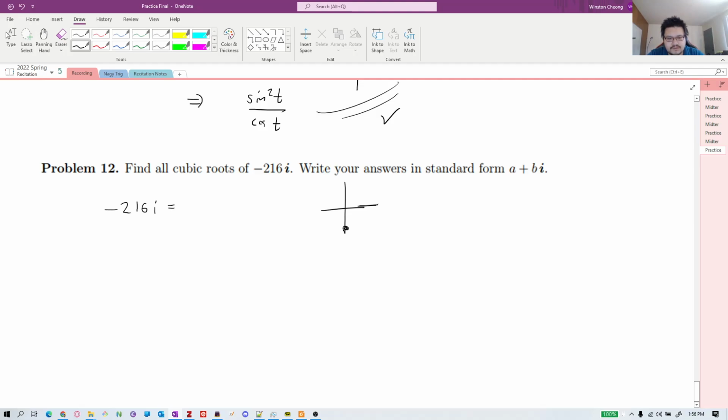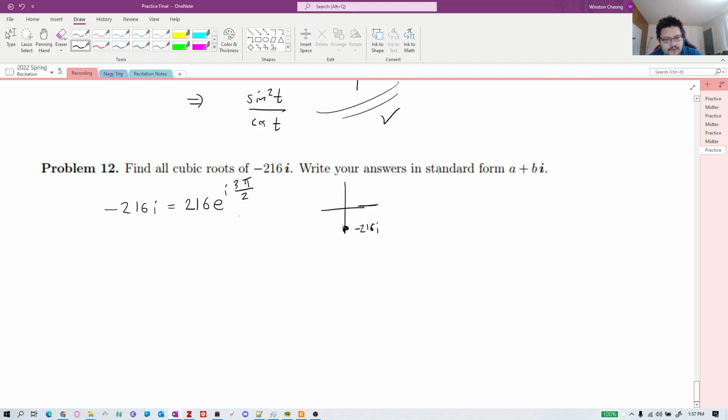So this is over here. This is negative 216i. So it's on the imaginary axis, and it's a distance of 216 away from the origin, and it's in the negative direction. So when we write this in polar form, we have a radius of 216, and then we have an angle, e to the i, 3 pi over 2.